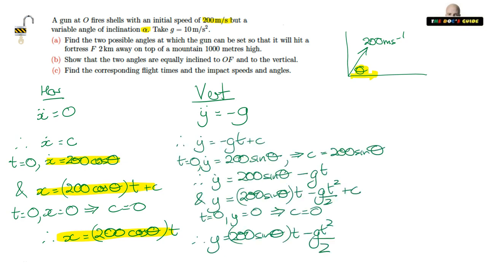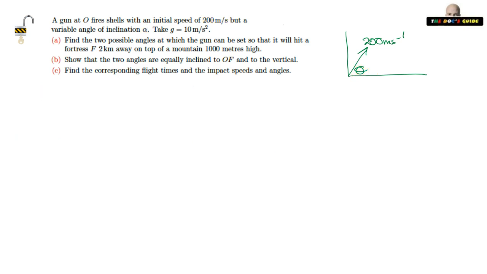Vertically, we integrate and we get this, and initially the velocity is 200 sine theta, so that gives us this equation for our velocity in the vertical direction, and when we integrate that again, we get this as our equation for displacement in the vertical direction. So we've got the tools that we need to then try and solve this problem.